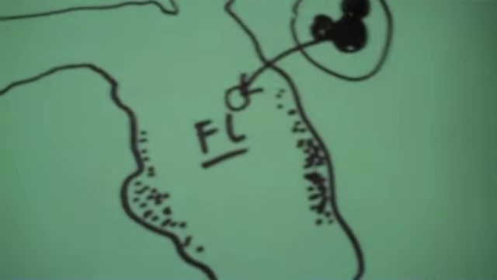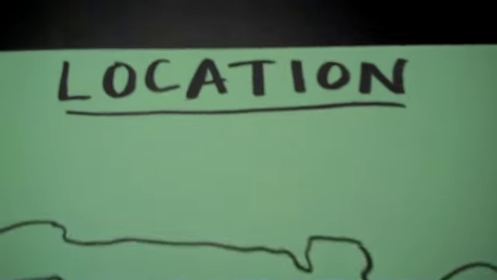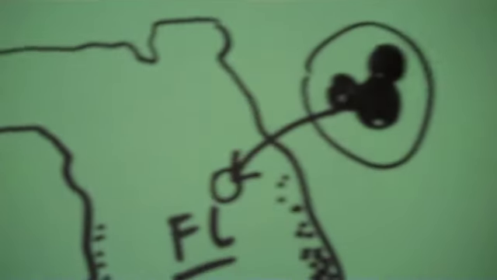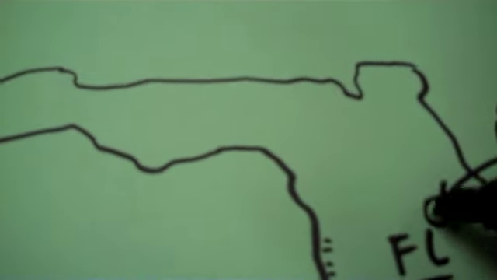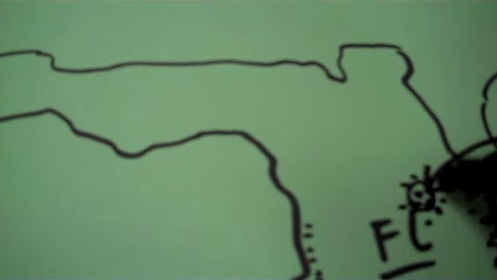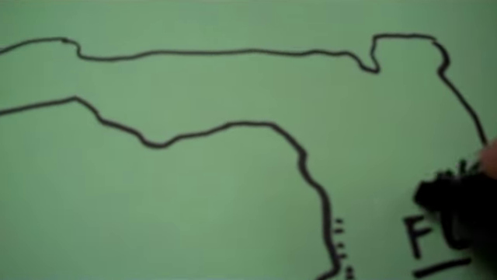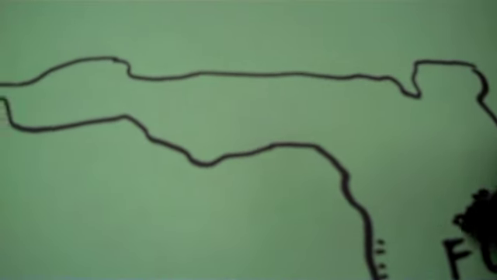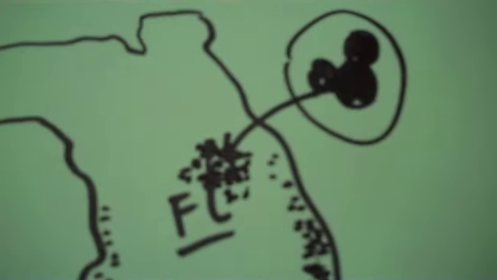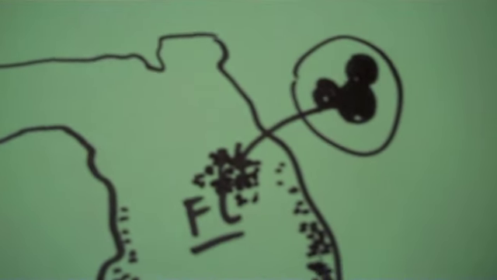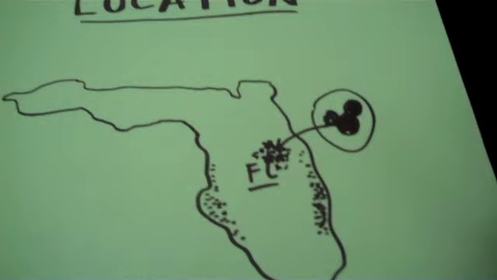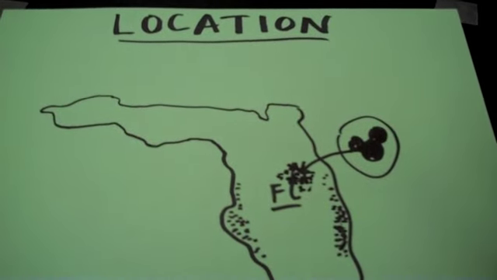So if you look at this, it kind of shows you how location, being close to something like Disney World, has really made it densely populated. It's really packed the people in this area. And if you've ever been to Orlando, you know exactly what I'm talking about. There's a lot of people in and around Orlando. So that's how location might affect where people live.